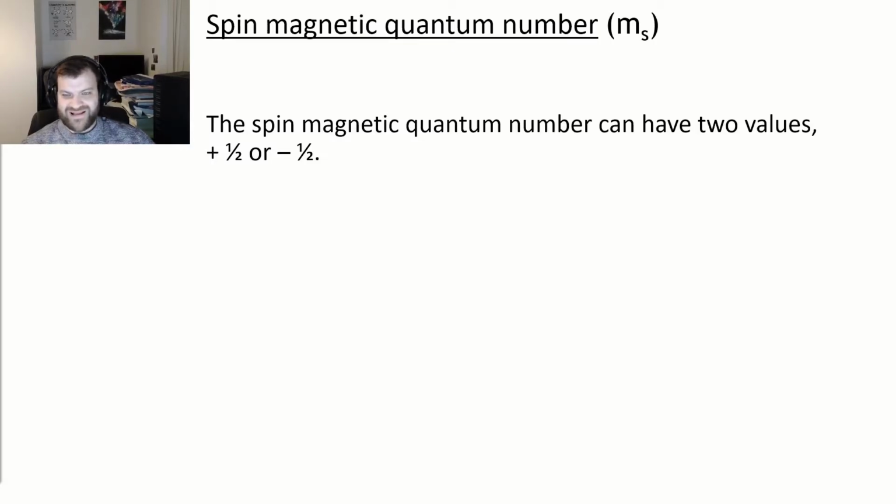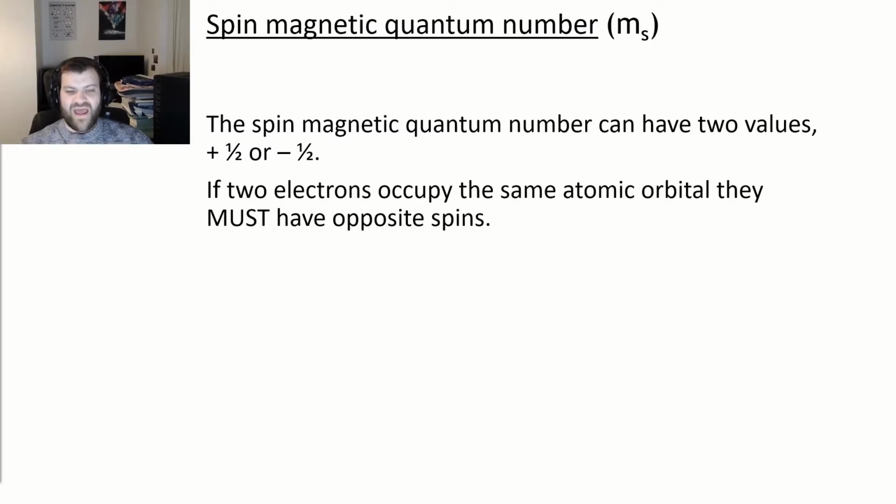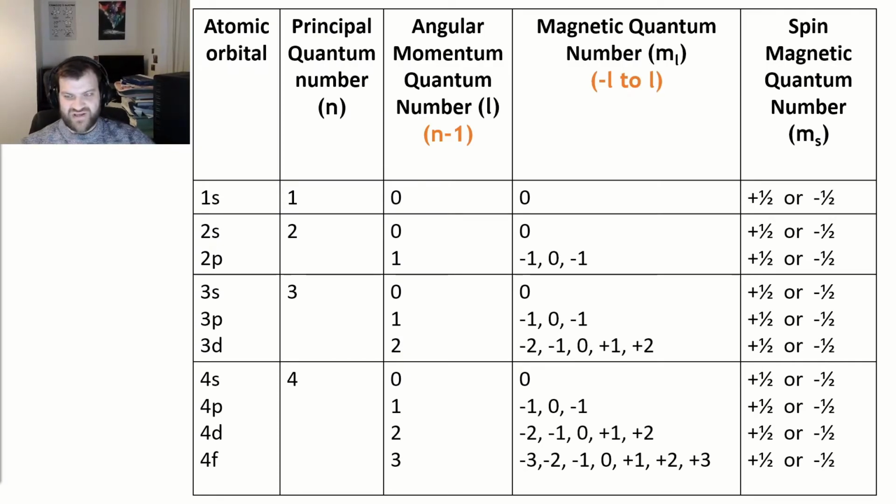Our spin magnetic quantum number can either be plus a half or minus a half. If we have 2 electrons occupying the same atomic orbital, they must have opposite spins. So if one electron has a value of plus a half, the other one will have a value of minus a half. Here we've got a table that tries to sum up all of the different possible combinations, depending on if we're looking at a 1s versus a 3s orbital and looking at the various different quantum numbers associated with them.